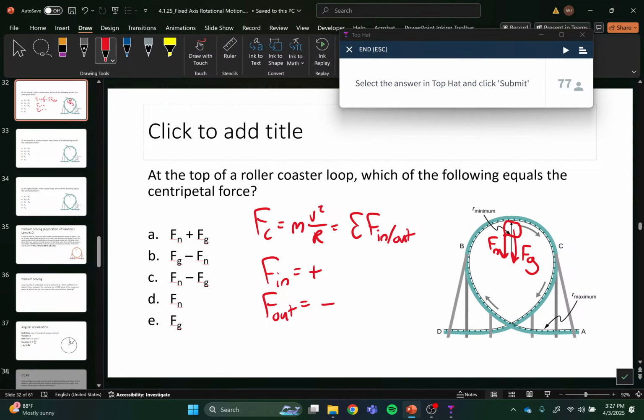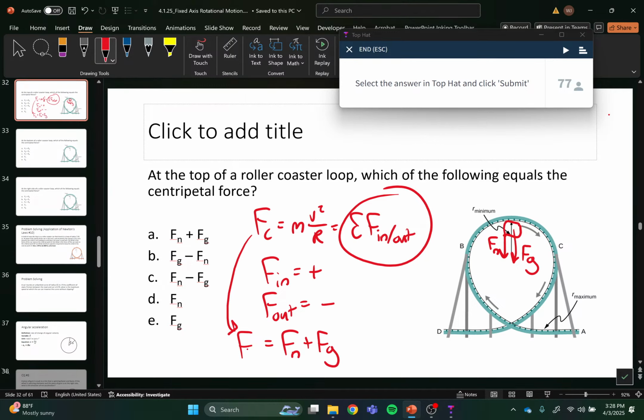All right. Now we just do this part. Just add up your forces pointed inwards and outwards. Normal force, does it point inwards or outwards? Towards the center or away from the center? Towards the center, it's positive. Gravity, does it point towards the center or away from the center? Towards the center, it's positive. Boom, there you go. This is how you build it.